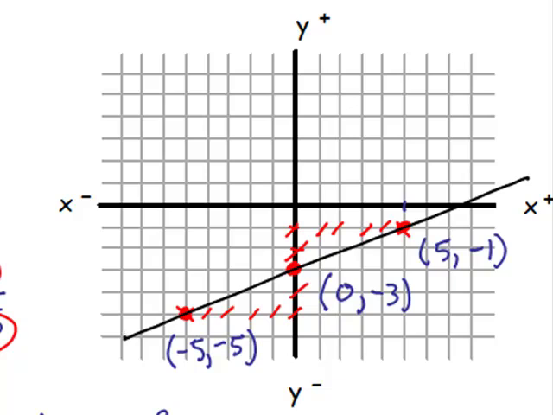Let's go ahead now and draw in the line. There we go. It goes through those 3 points, and of course we put arrowheads on them to indicate that the graph goes on and on and on forever that way.